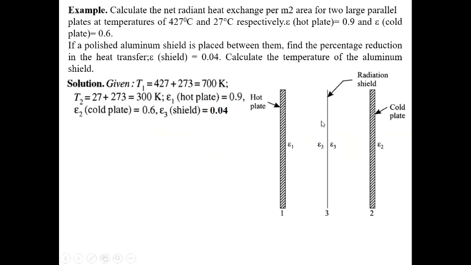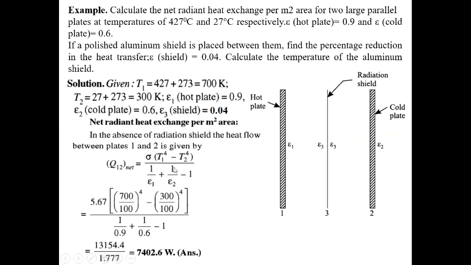So first we show how to find out the Q12. So this is the diagram. First we consider there will be no radiation shield, so only 1 to 2. So this will be the Q12 net: sigma into (T1 to the power 4 minus T2 to the power 4) divided by 1 by epsilon 1 plus 1 by epsilon 2 minus 1. And here sigma, you remember the value of sigma, 5.67 into 10 to the minus 8. Remember how to remember the sigma value: 5678. So 5.67 into 10 to the power minus 8. Clear? And here instead of 10 to the power minus 8, we just divide by 100 to the power 4. Okay.